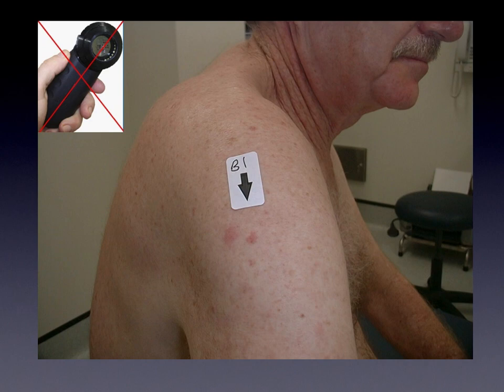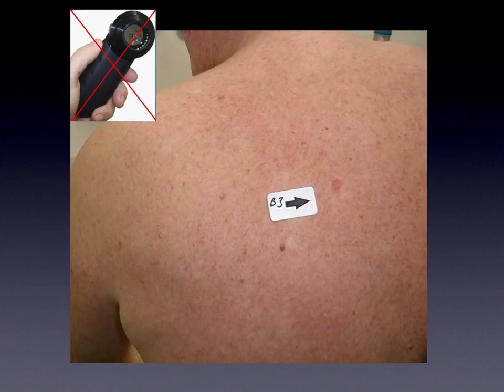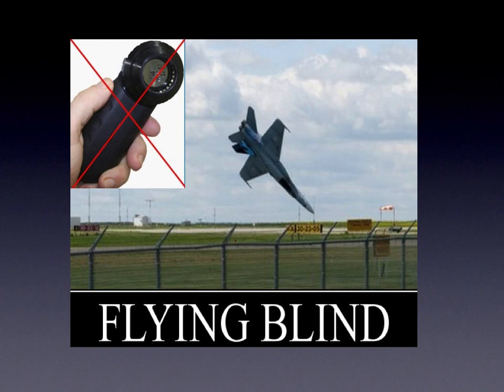This patient has three red lesions, all encountered on the same day and examined without dermatoscopy. The lesion on the shoulder is a dermal nevus. This lesion on his right forearm is a squamous cell carcinoma in situ. This lesion on his back is an amelanotic melanoma with a Breslow thickness of 0.8 millimetres. So, without dermatoscopy, we are flying blind.